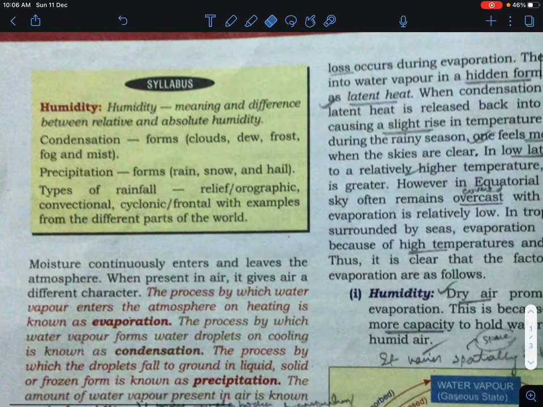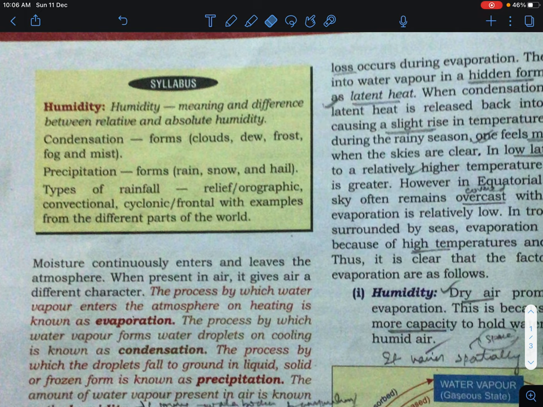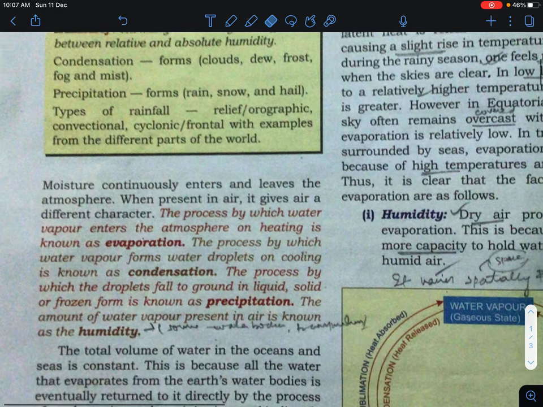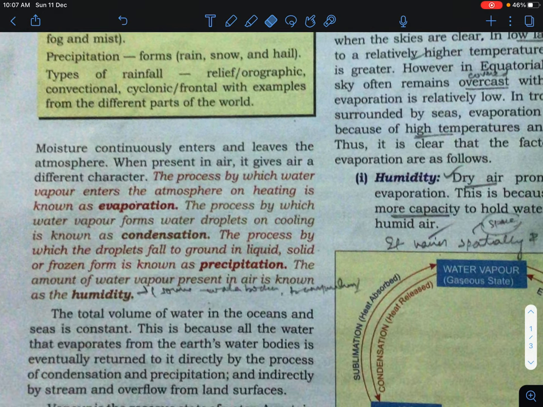After that, we are going to the topic of condensation and the forms of condensation, that is cloud, dew, frost, fog and mist. Then we will go through precipitation and its forms, that is rain, snow and hail. The last topic is rainfall. Now we will go through the topics one by one.